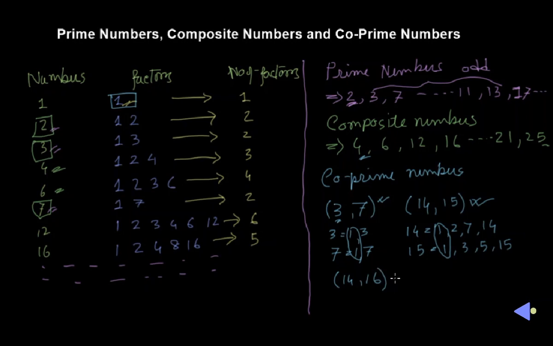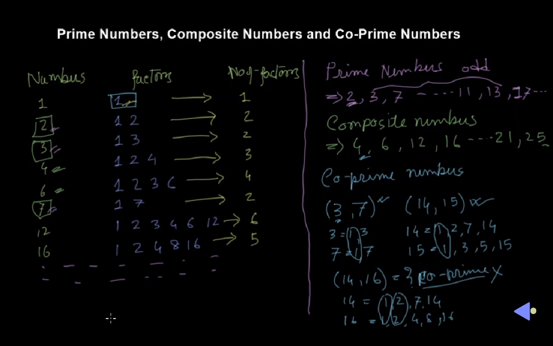But in case of 14 and 16, what will happen? Is it co-prime? I think not. Let us check. For 14 we already have 1, 2, 7 and 14. And in case of 16, we already have 1, 2, 4, 8 and 16, 5 factors. So here you see 1 as well as 2 are common factors for both of them, so it is not a co-prime pair.